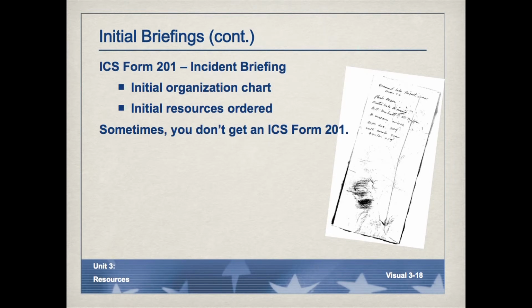Depending on the status of the incident, you may not get information by traditional means. Be prepared for anything and be able to use it to help employ correct procedures for tracking resources. In some circumstances, a crinkled piece of paper may be your ICS Form 201. The resource unit leader will get information from the map of the incident, the initial organizational chart, which is the personnel assigned to the incident, and the initial resources ordered, which is the equipment being used at the incident thus far.